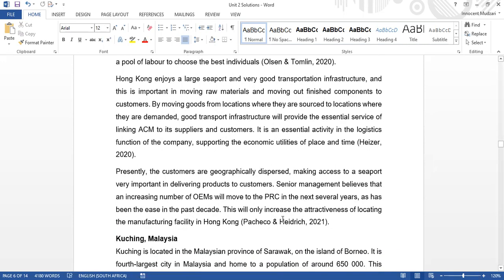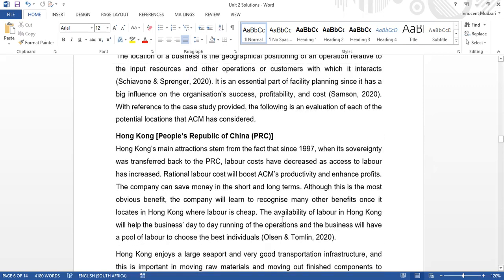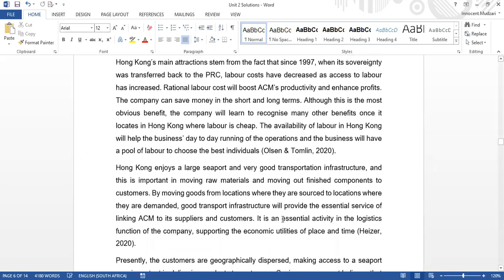Okay, so this is what you can write about the People's Republic of China, which is Hong Kong. Write about its benefits. And then if there are negatives that have been mentioned, write about them also, on the other hand. If they're not there, just write the positives.